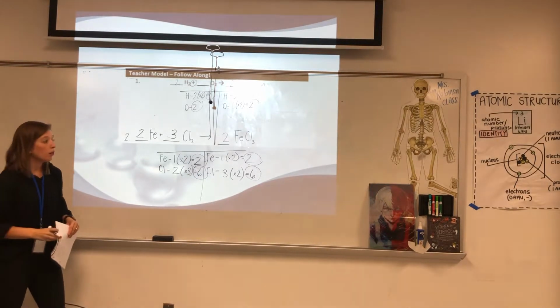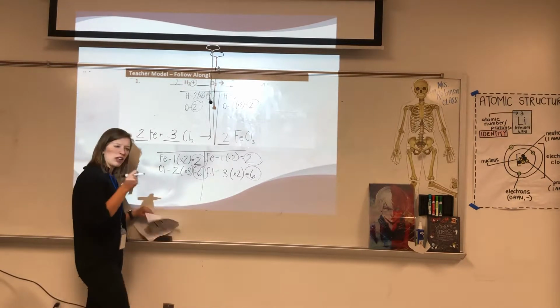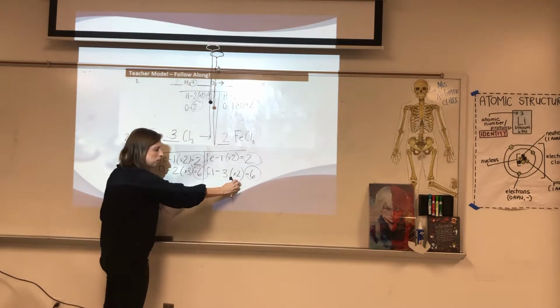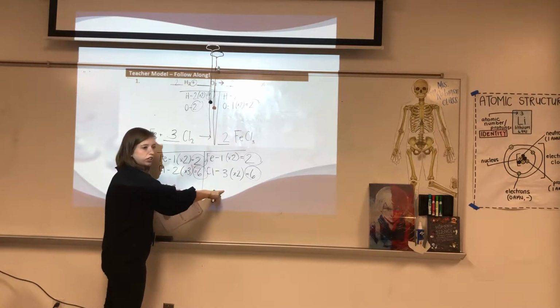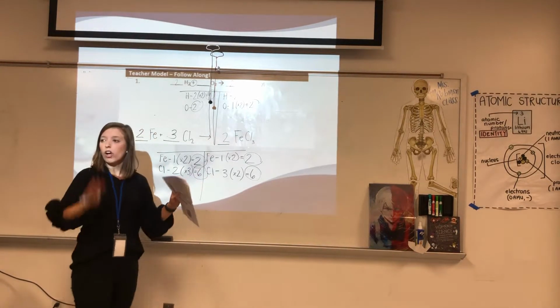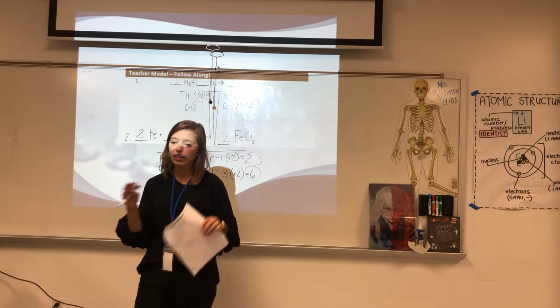Okay. The reason why, going back, because I saw a lot of blank looking faces, the reason why I multiplied by 2 to start is when it's like this and you have a 2 and a 3, you just want to multiply by the lowest number possible, okay, to get them to match up.